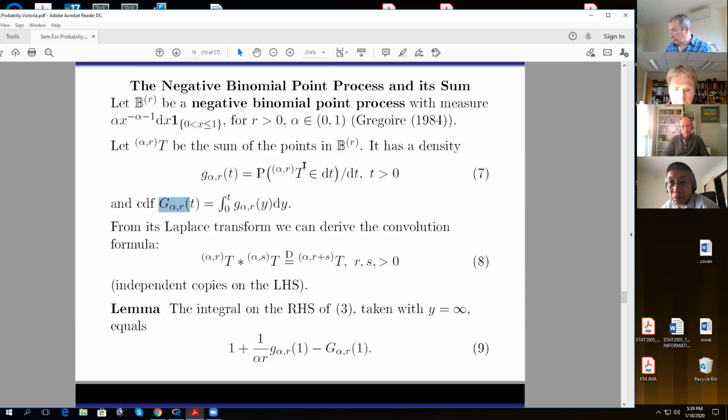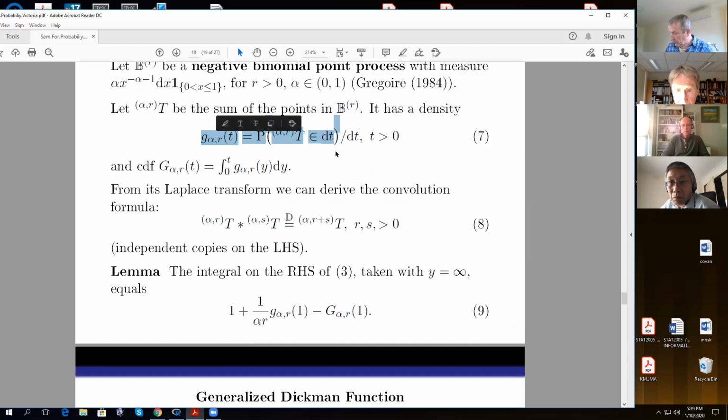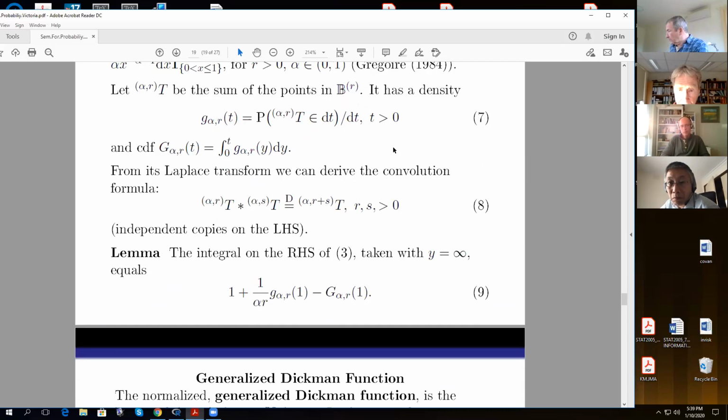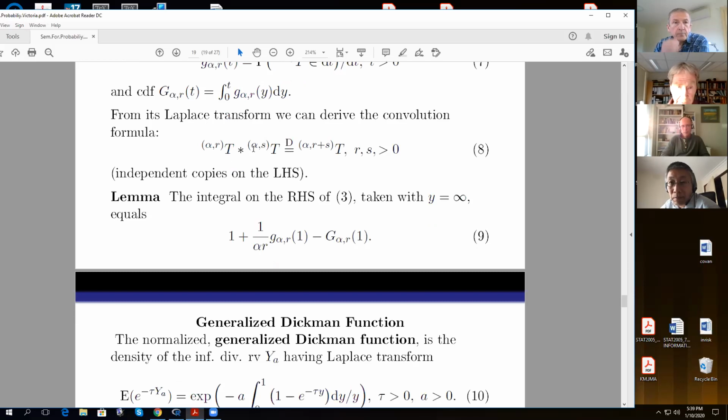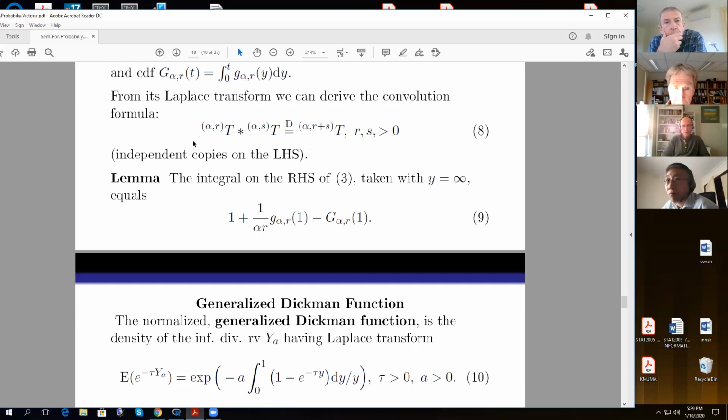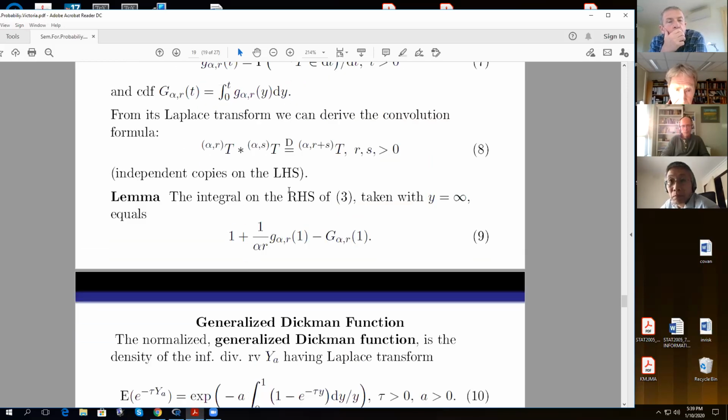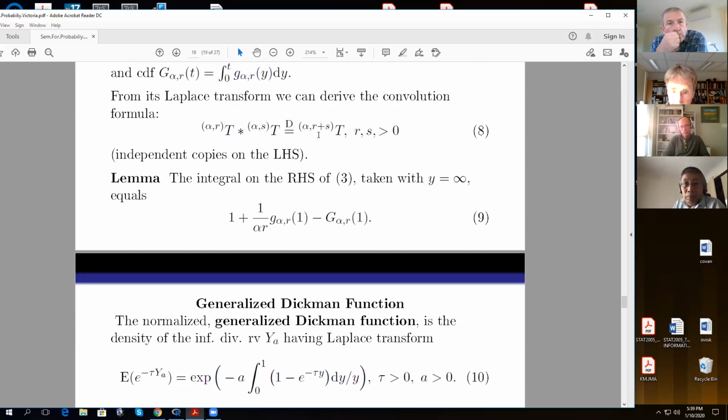And I said that I'll skip a lot of technicalities. I don't want to show you the formula for this. It's not all that hard. You can write down its Laplace transform quite easily. It's quite explicit, but I don't want to have to do that. But what I will do is say that from it, you can easily check that there's this kind of reproducibility formula for the sum of this point process, which takes the following form. If you take a T with alpha and r and a T with alpha and s, and you convolve them, independent copies, then you will get a T with alpha and r plus s.